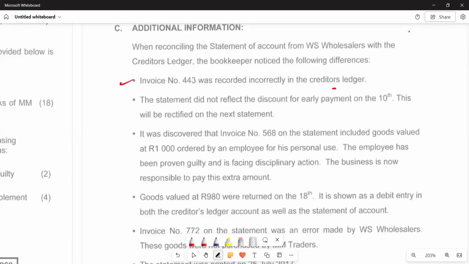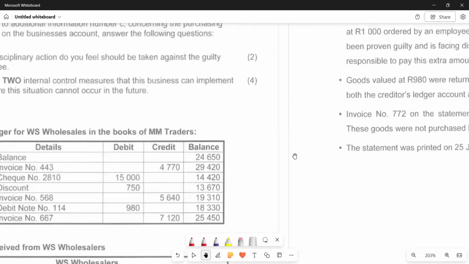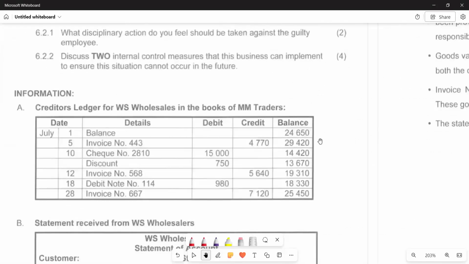We go to the next transaction, which says the statement did not reflect the discount for early payment on the 10th, and this will be rectified on the next statement. The transaction is explaining that the statement is not reflecting the discount which was on the 10th. So we go and look at the 10th. We start with the ledger, and we see that in the ledger, on the 10th, there is a discount, which is 750.